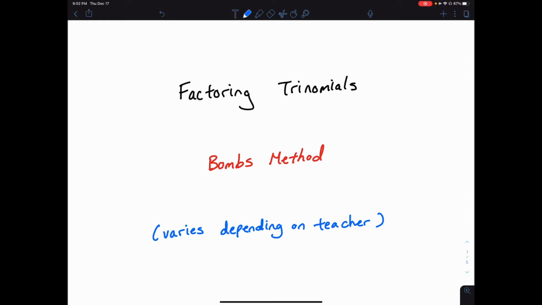Hello everyone. Today we're talking about factoring trinomials using another method called Baum's method. Now, your teacher might teach this method a little differently than how we do it here in our schools. So again, this method might vary depending on the teacher. Hopefully you'll like our style, and if you find it useful, go ahead and use it.